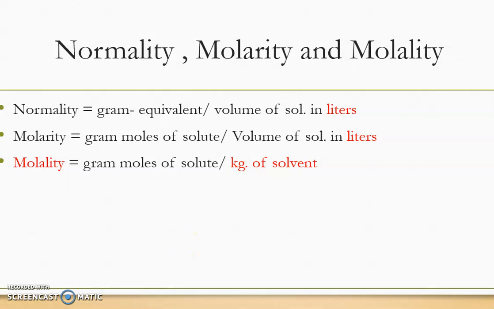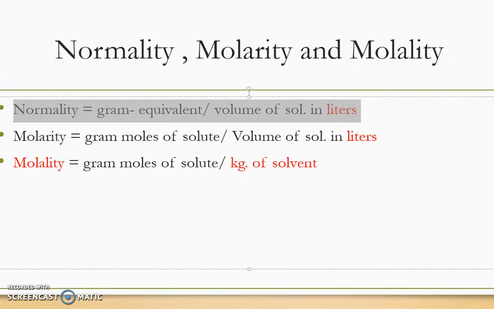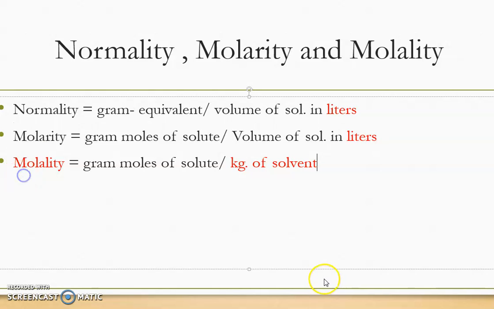Next, and a very important concept of today's discussion, is normality and molality. These things we have to understand. Basically, what is normality? Normality is gram equivalent upon volume of solution in liter. I have mentioned liter in red color so that you can understand. Molarity is gram mole of solute upon volume of solution in liter. Molality is gram moles of solute upon kg of solvent. So even in molality, you see, there is no volume, just kg of solvent.